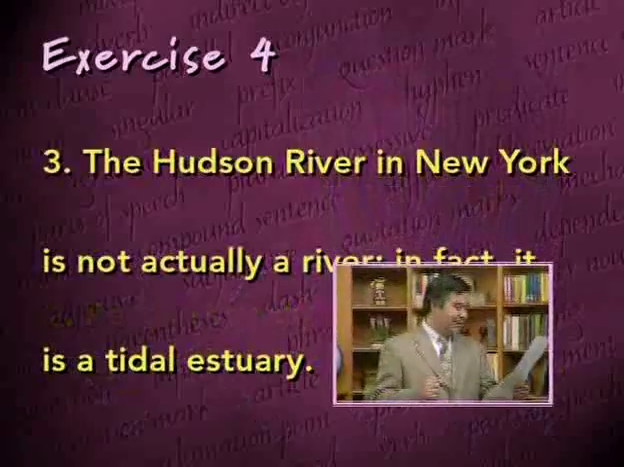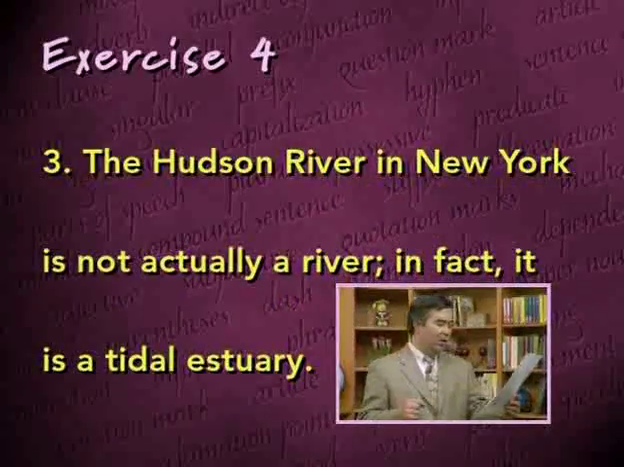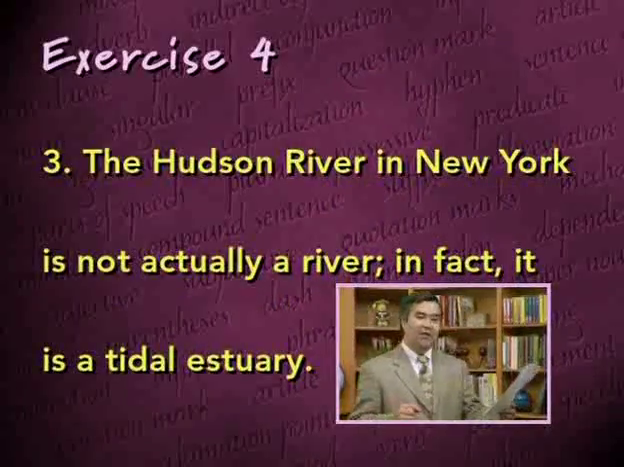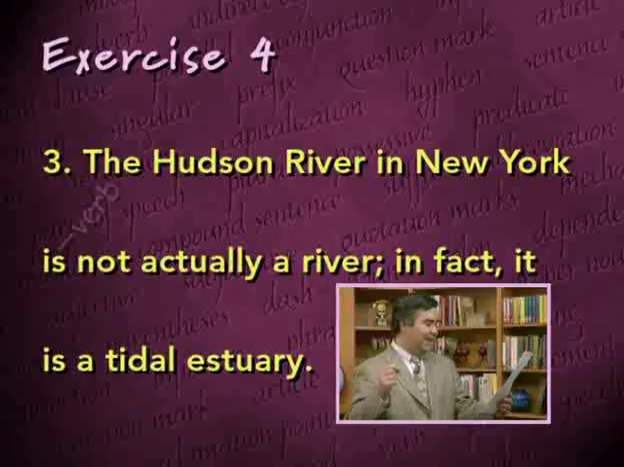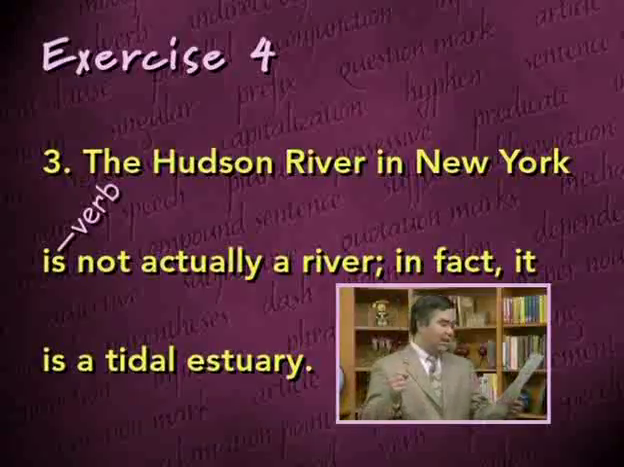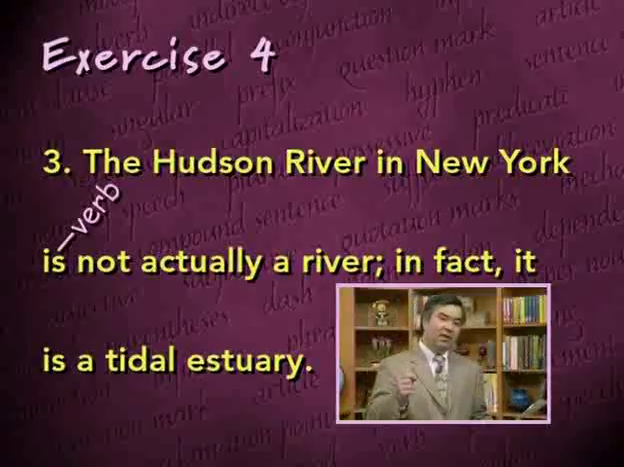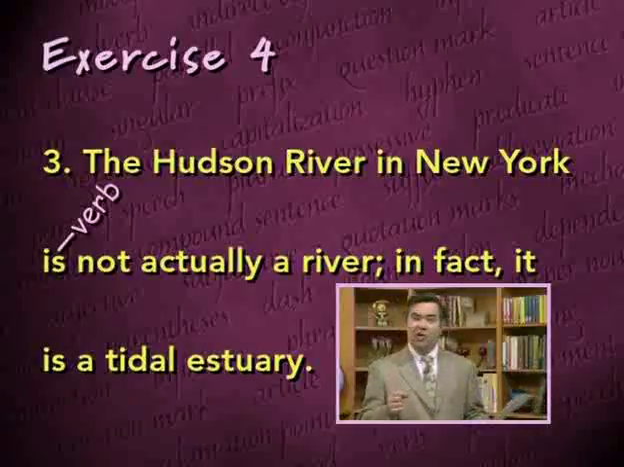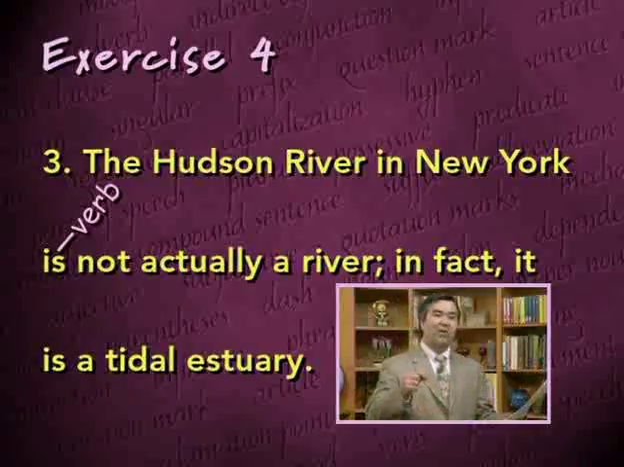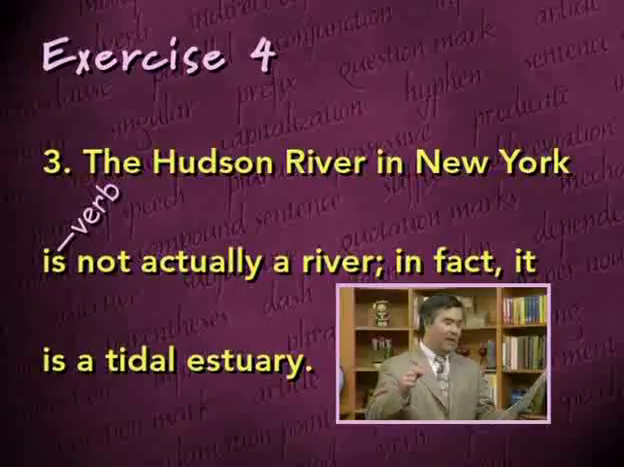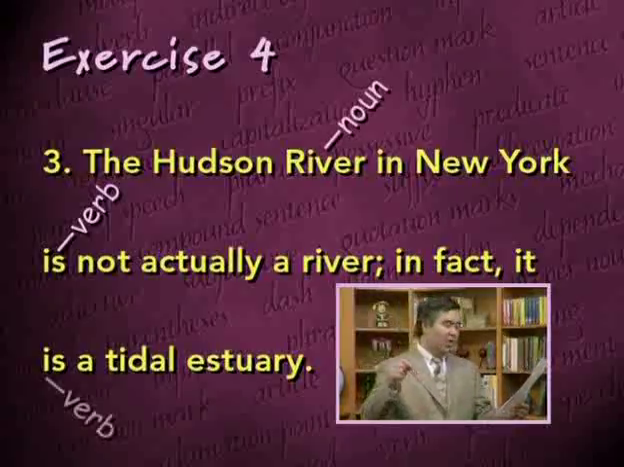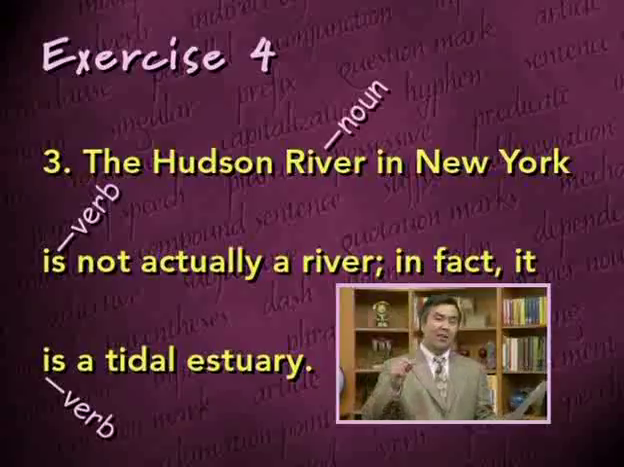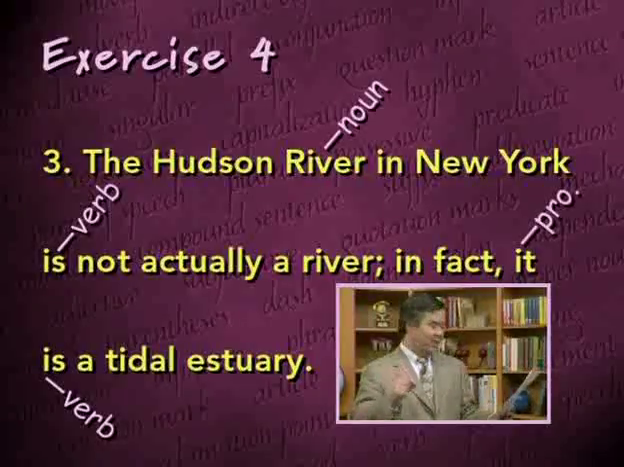Let's look at the next sentence. The Hudson River in New York is not actually a river. In fact, it is a tidal estuary. Two verbs in this sentence. The first one is is, and the subject is river. The entire first clause is talking about what the Hudson River is. So river is the noun, which is the subject of the verb is. The second verb is also is in the second clause, and the pronoun it is its subject.